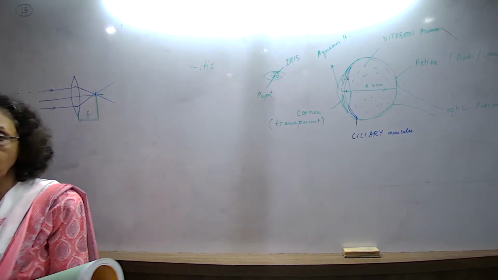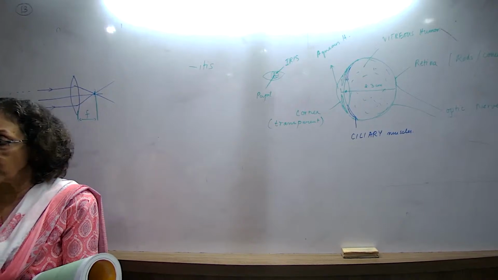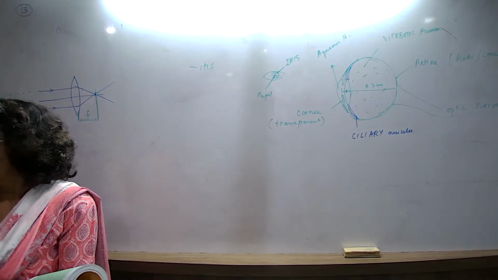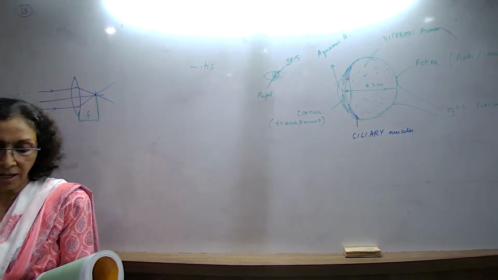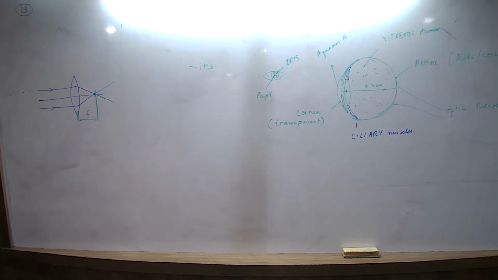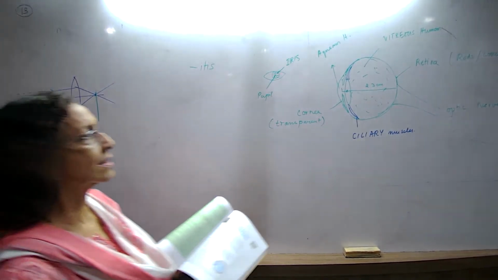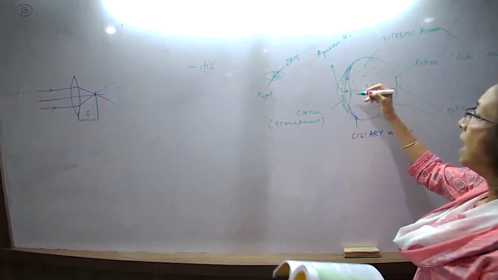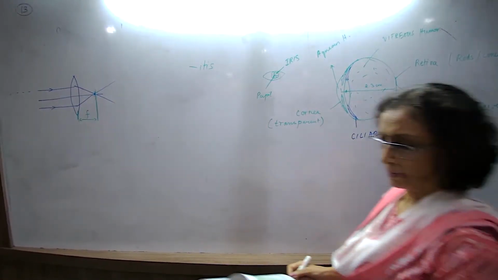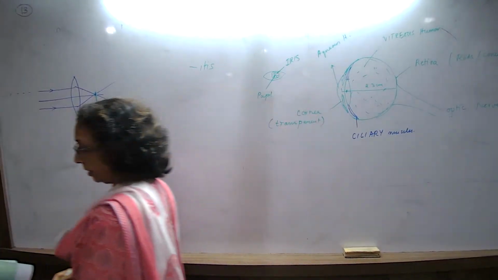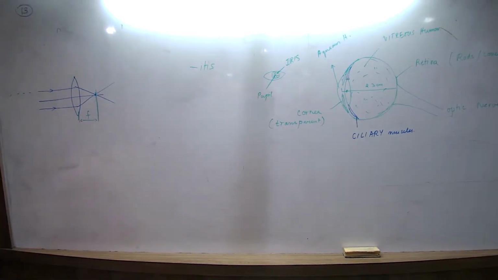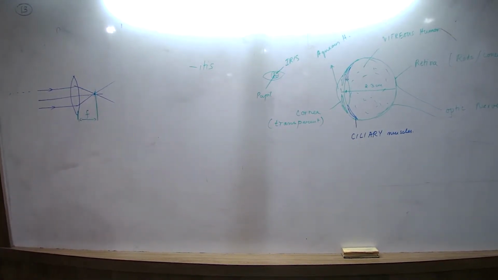Most of the refraction, we are talking about refraction of what? Of light, which is entering. It occurs at the outer surface of the cornea. So here, the maximum refraction is taking place as well as the lens. Then, the crystalline lens. What is the lens made of? Is it glass? No.